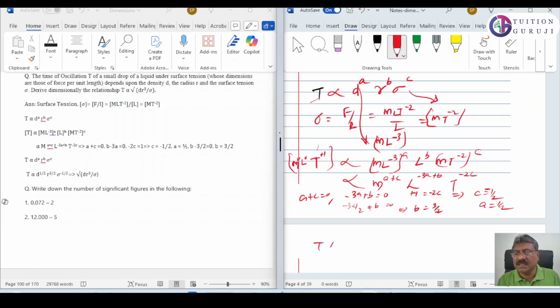So T is proportional to D raised to A. What is A? Half. Then R raised to B, which is 3 by 2. Then sigma raised to C. What is C? Minus half. So it's equal to square root of D R cube by sigma. That is the answer.